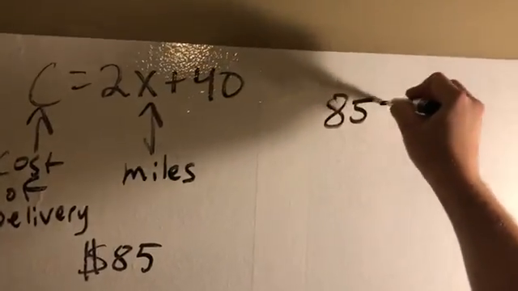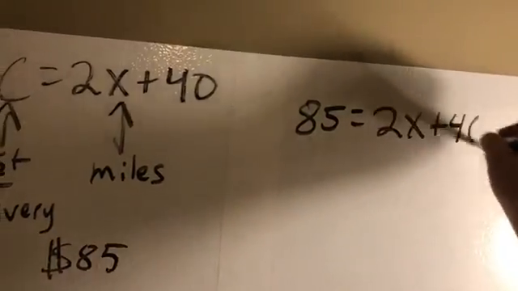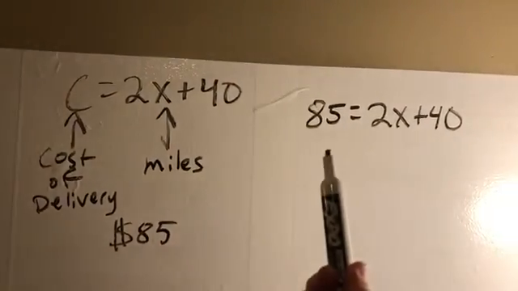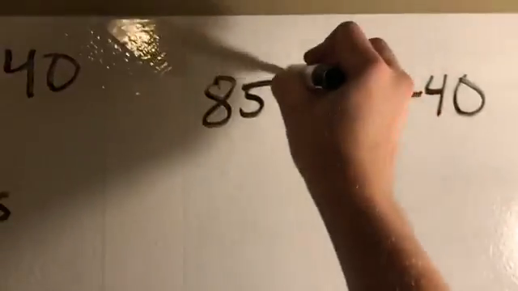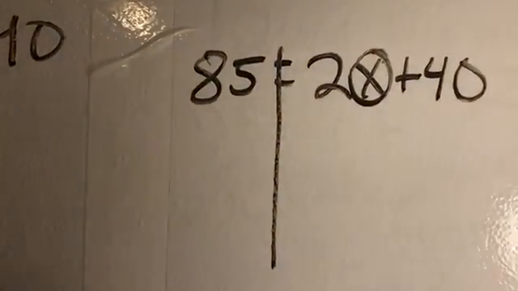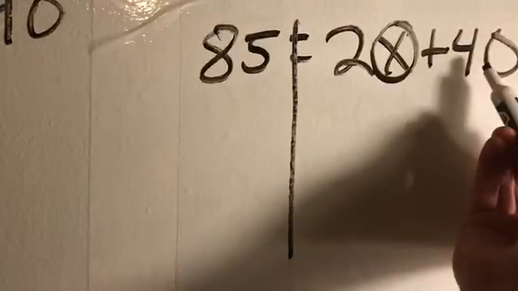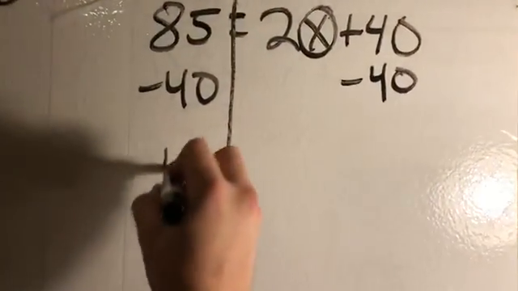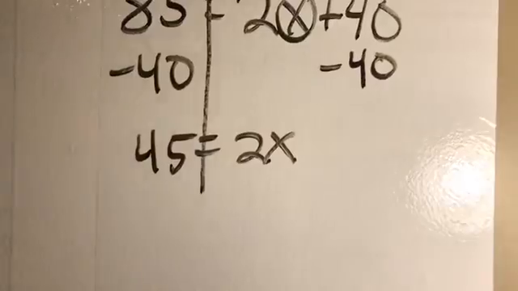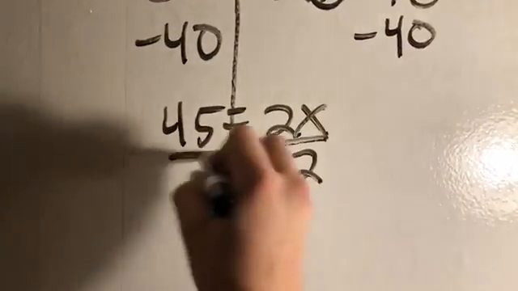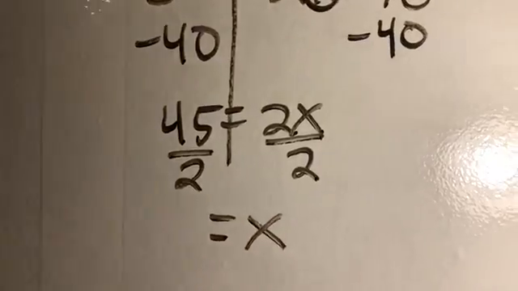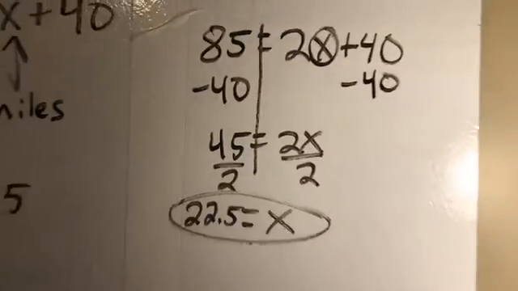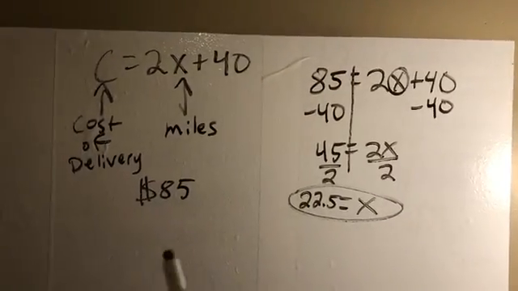I'm going to come over here to have some more space. Since the 85 represented a money amount, I plugged it in for C, and that's why you only see the 85 here. Now we have a little equation to solve for X. We save the close number till the end, we get away with the far away number using our inverse operations. 2x is multiplication, so the opposite is division. And x will be 22.5. 22.5 miles for a delivery of $85.